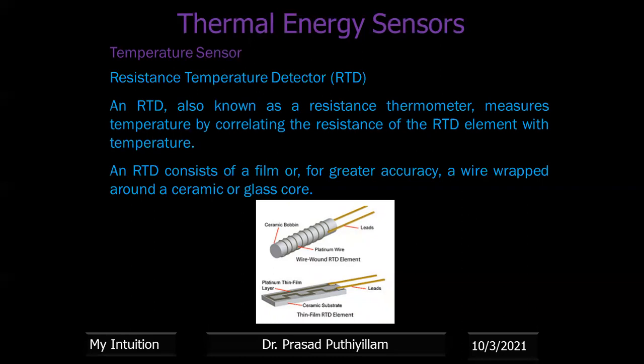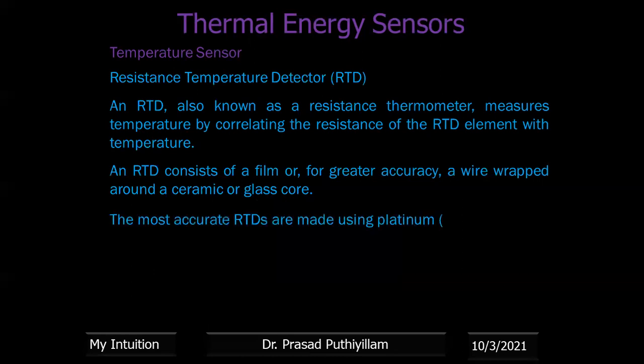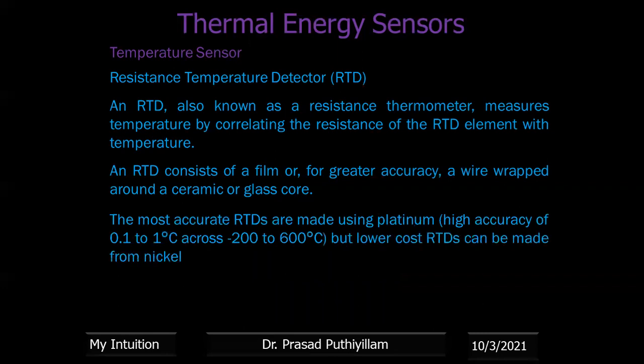The resistance change of the material, usually a platinum wire or a platinum thin film layer, will be measured based on the temperature. That means as temperature increases or decreases, there will be a resistance change that is measured. The most accurate RTDs use platinum, because it has high accuracy of 0.1 to 1 degree Celsius, even over a temperature range of minus 200 to 600 degrees Celsius.